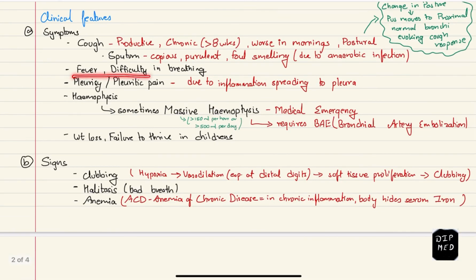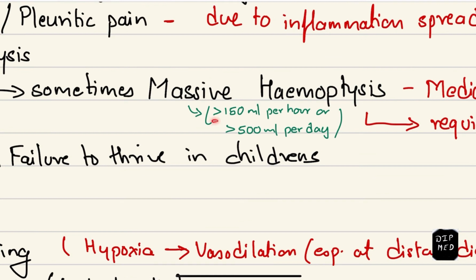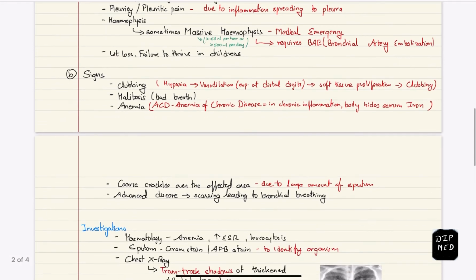There is fever, difficulty in breathing, pleurisy or pleuritic chest pain, and hemoptysis, which sometimes is massive, and it's a medical emergency that requires bronchial artery embolization. You can call it massive hemoptysis when the production is more than 150 ml per hour or more than 500 ml per day. Children can present with weight loss and failure to thrive as well. In the signs, there is clubbing. Hypoxia in bronchiectasis causes vasodilation, especially at distal digits. This leads to soft tissue proliferation and clubbing.